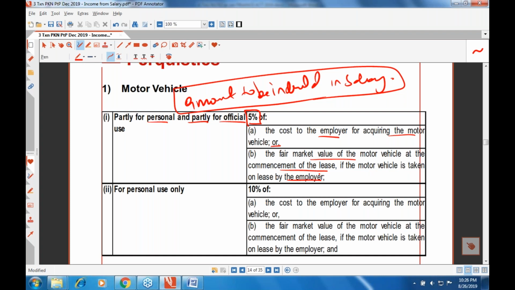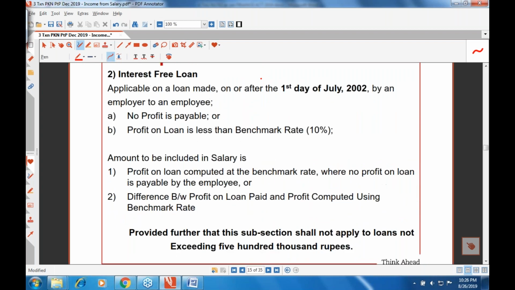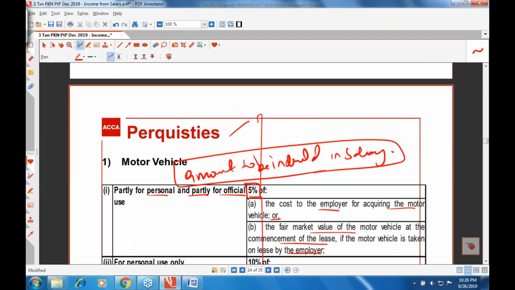There are usually three purposes for which you are being given the motor vehicle. One of them is for business purpose. The other one is for personal purpose. And the third one is personal plus business.